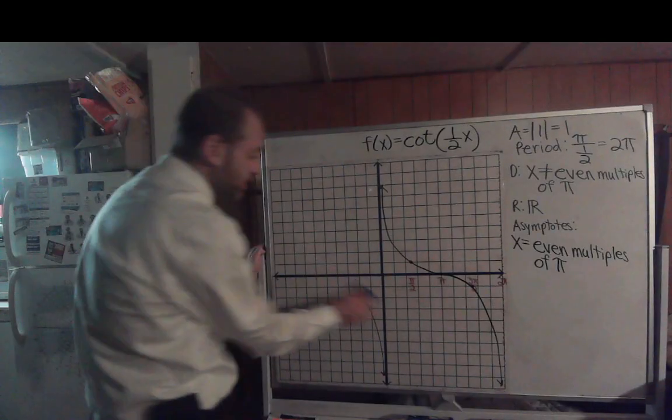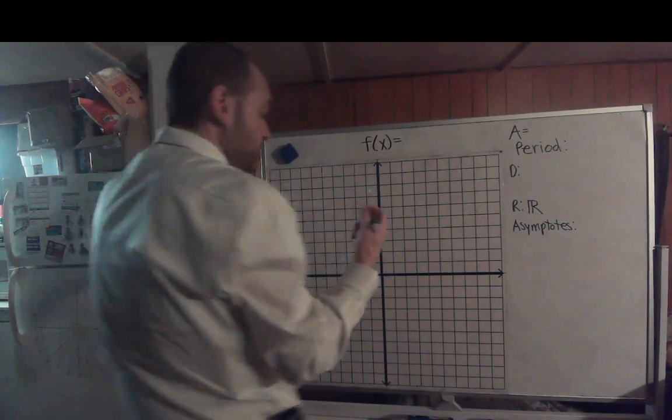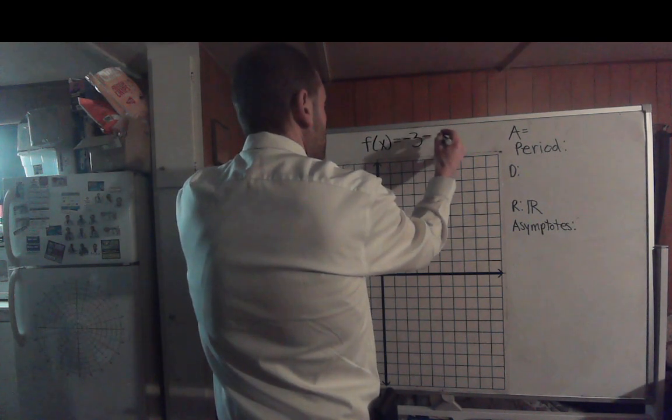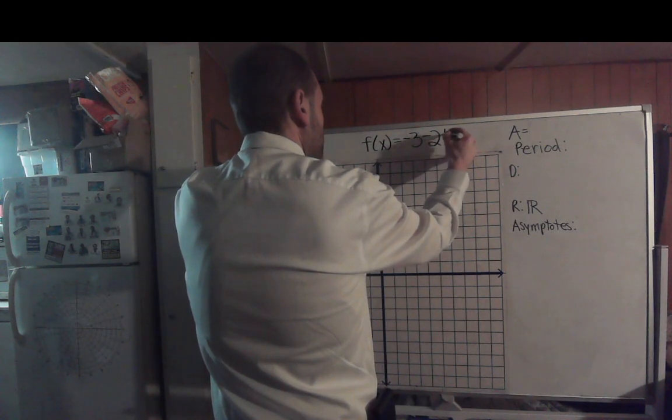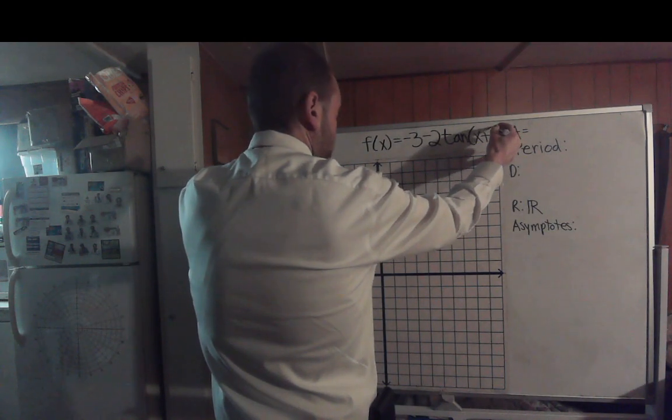The last 2 are going to be the several transformations ones like we've been doing in the past 2 lessons. So basically all this is about to change, except for the range. The range never changes, but everything else is going to. So let's say I do negative 3 minus 2 times the tangent of x plus pi over 4.